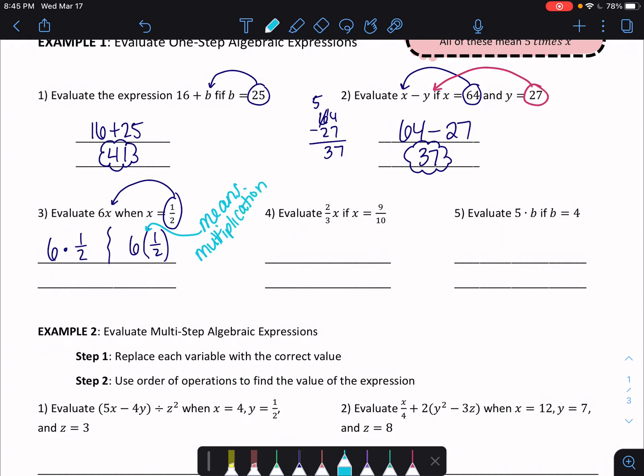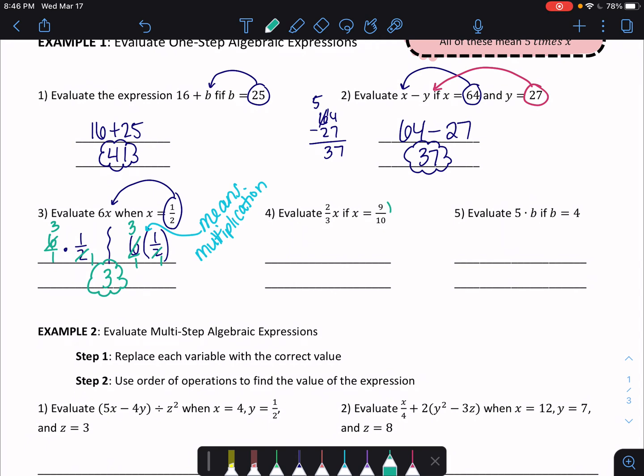In either case, I'm going to cross cancel because this becomes a 6 over 1. So I'm actually going to erase this and make this into a 6 over 1. And I can cross cancel 3 and 1. Same thing here, I can make this into a 6 over 1. So this becomes a 3, this becomes a 1, and my answer is 3. So however you choose to write it, make sure you recognize it as multiplication.